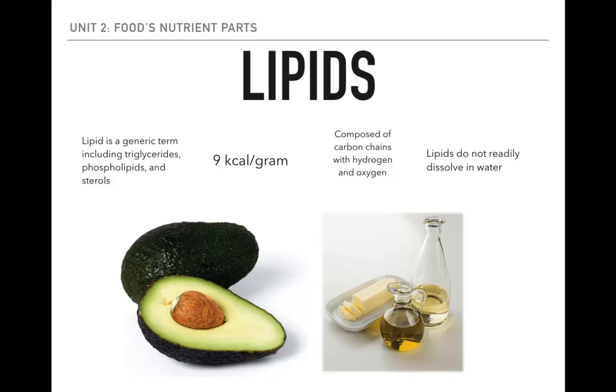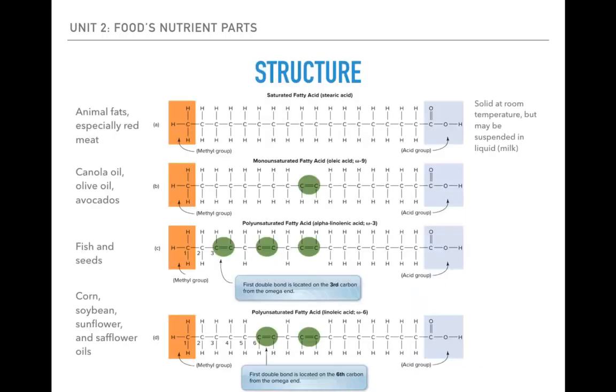These are long carbon chains, much longer typically than your proteins and your carbohydrates, and these do not readily dissolve in water. So we'll take a look at our structure here. Notice the chains of carbon surrounded by hydrogens. Now, saturation means that all of these carbon binding sites are covered with hydrogens. It's saturated with hydrogen. If there is a double bond between the carbons, that means that the molecule isn't saturated, so we call it unsaturated.